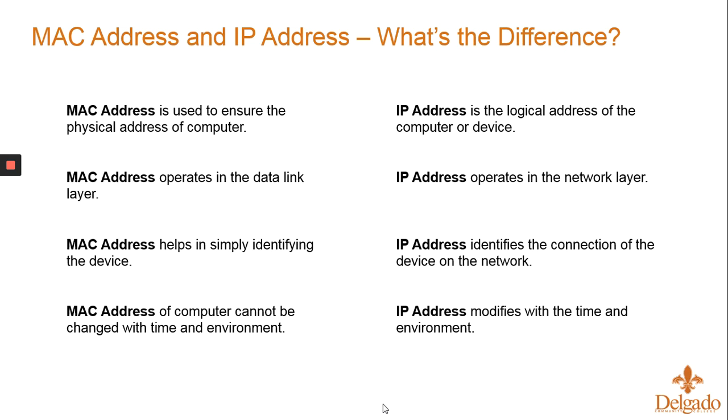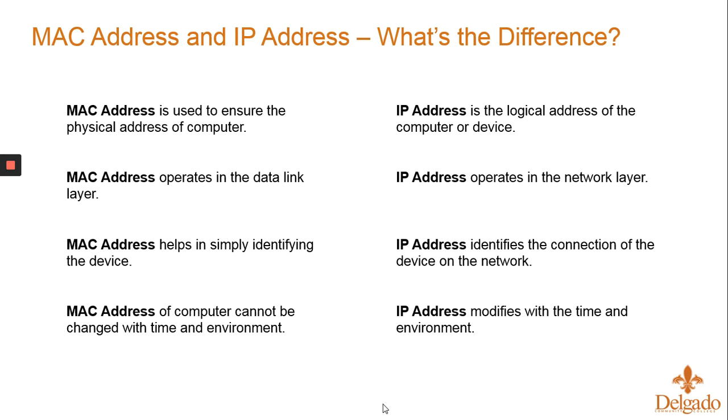Now, a common question is, what's the difference? Why don't we just use a MAC address? Why do we have to have a MAC address and an IP address? The big difference is that MAC addresses are used to ensure the physical address of the computer, and the IP address is the logical address of the computer device.